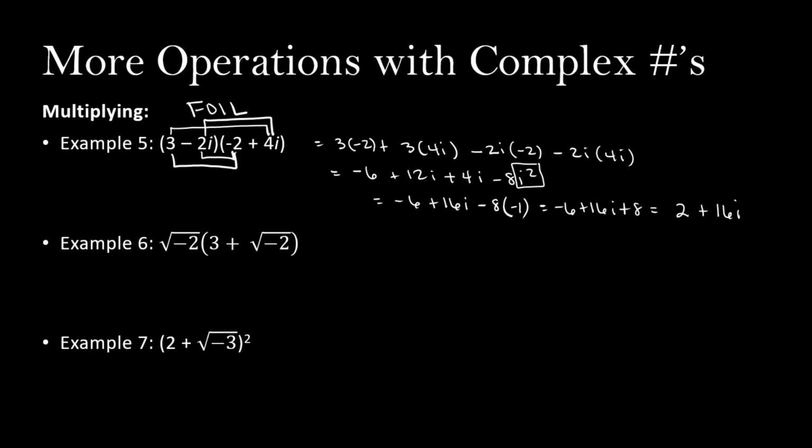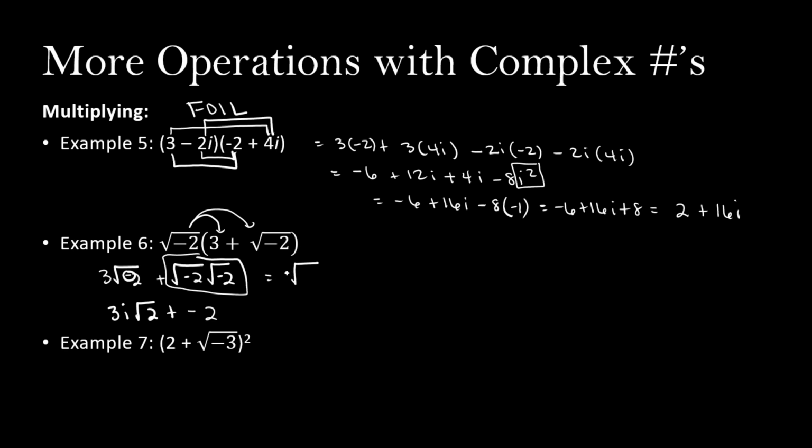Okay, in example 6, we're going to distribute this through. So I get 3 times the square root of negative 2 plus the square root of negative 2 times the square root of negative 2. So in here, this negative is going to pull out an i. And then the square root of negative 2 times the square root of negative 2 is just going to be negative 2.